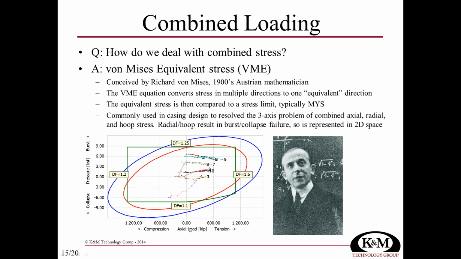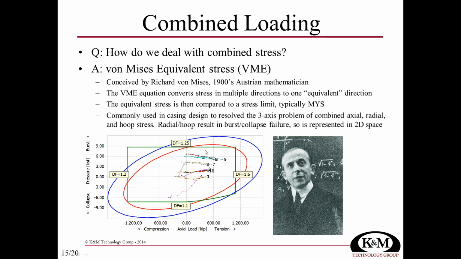I could load the pipe in tension or compression. So to the right of 0 is when I have a tensile load on the pipe. To the left of 0 is when there's a compressive load. And then you can also see on the y-axis we've got positive pressure on the inside, which is burst, or negative, being collapse. And then this blue ellipse represents the VME condition. This is the yield strength of the material as it goes under different combinations of load. And then this red area is that ellipse with a design factor applied, probably a design factor of 1.25.